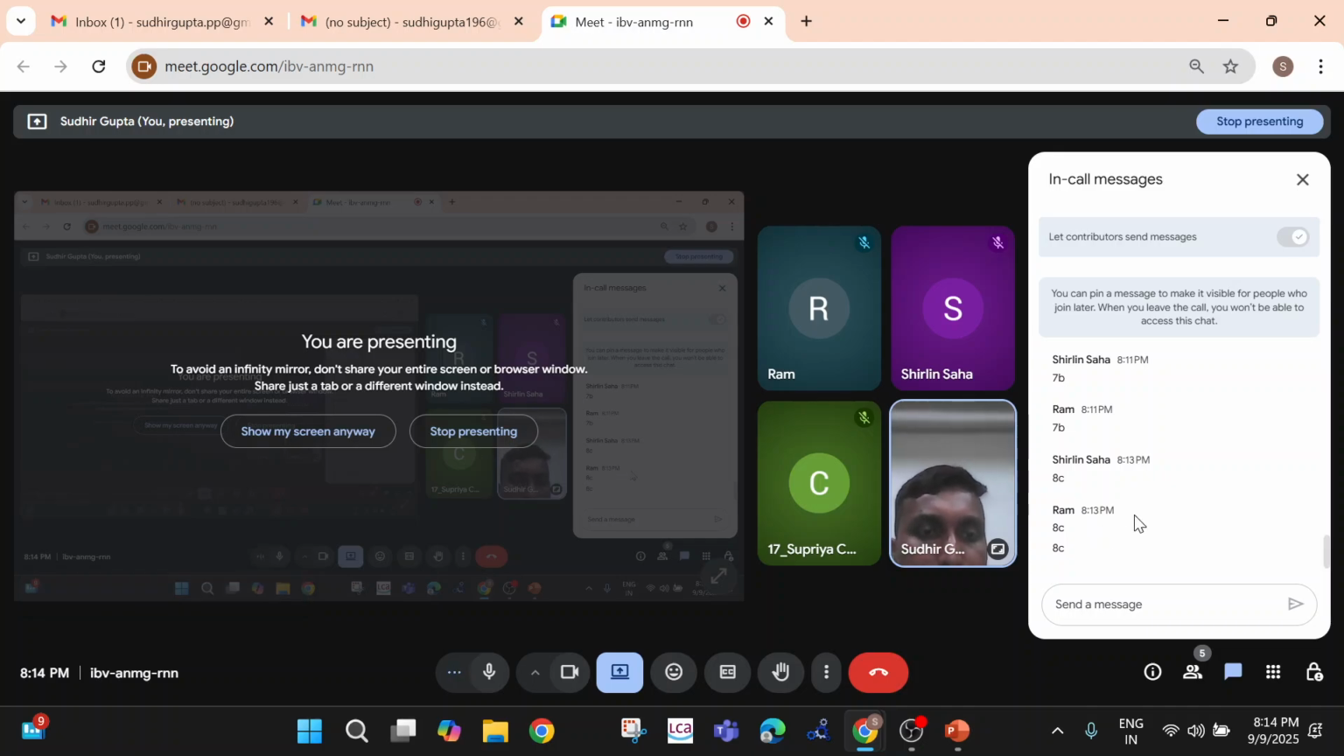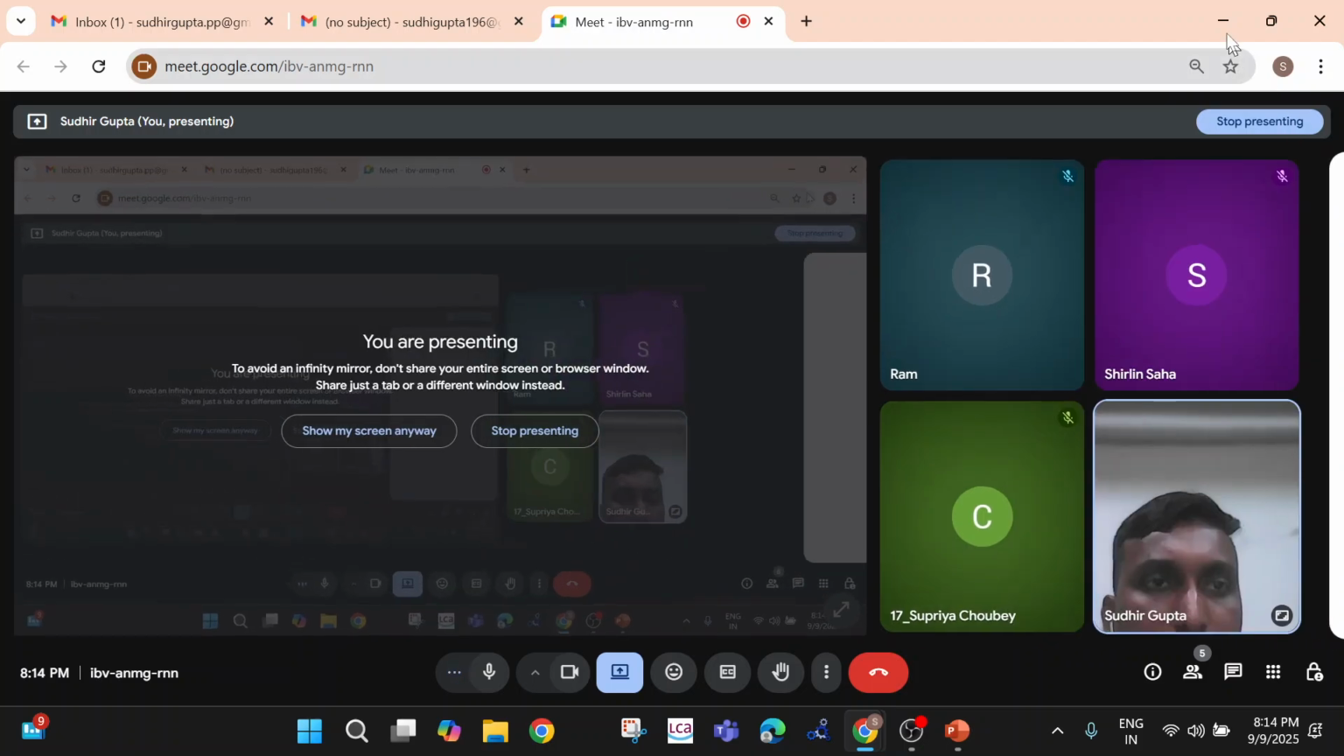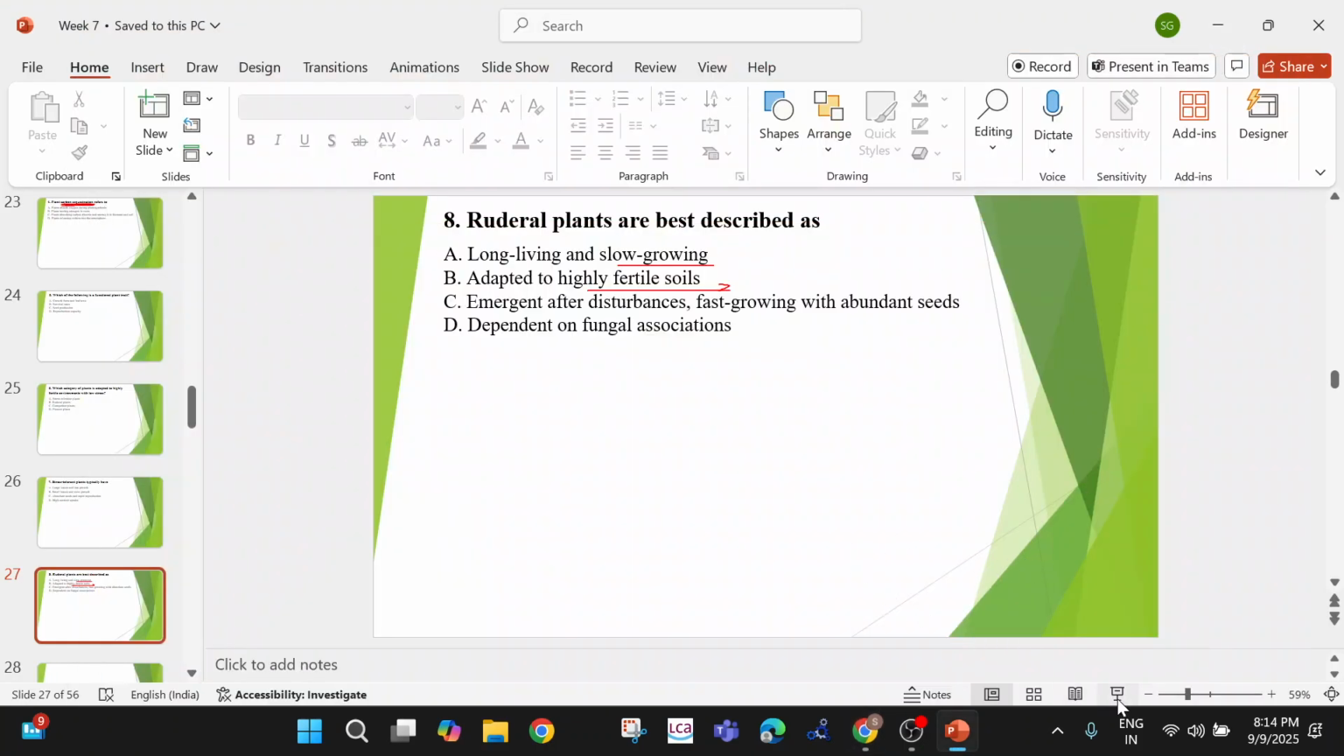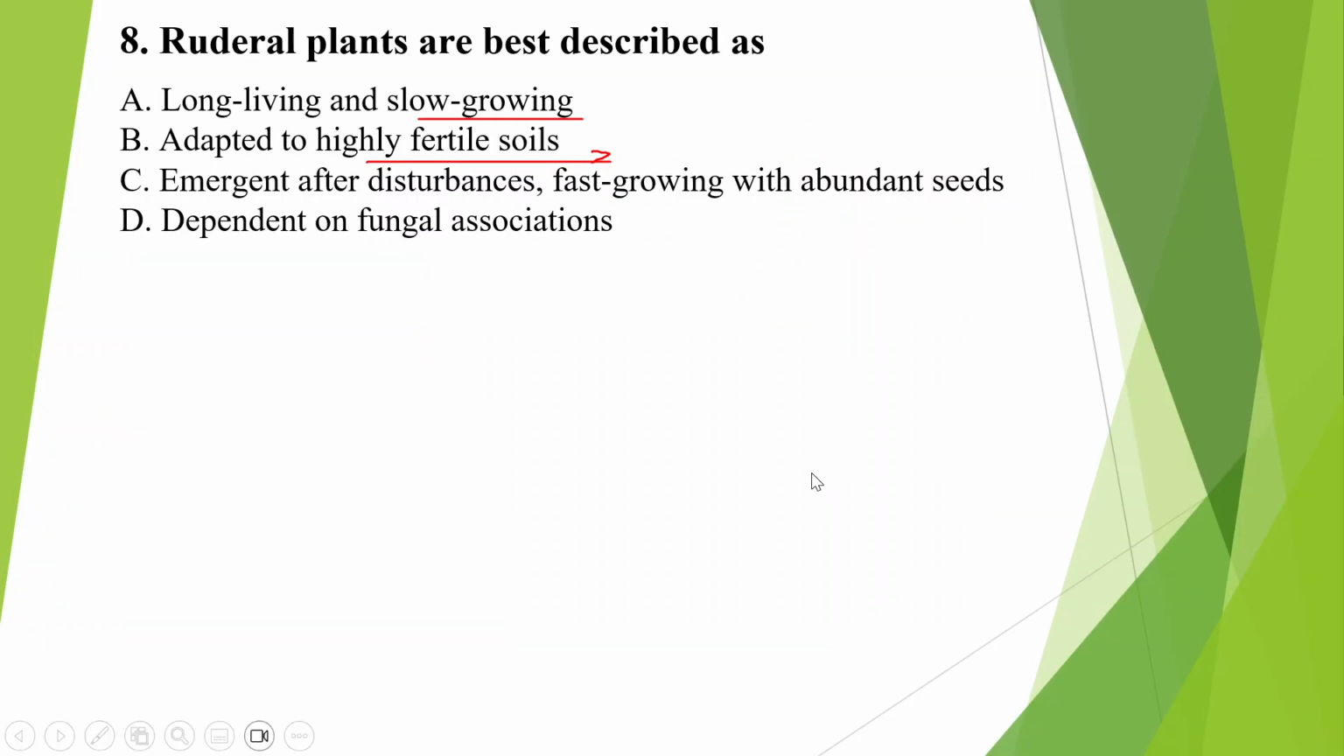So C has been marked by most of you, and these ruderal plants, most of you are saying that they are best described as emergent plants that emerge after disturbance or fast growing with abundant seeds.